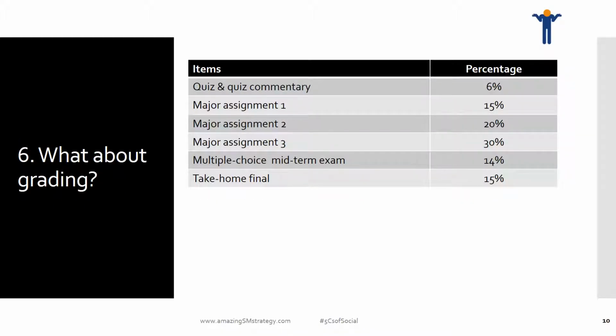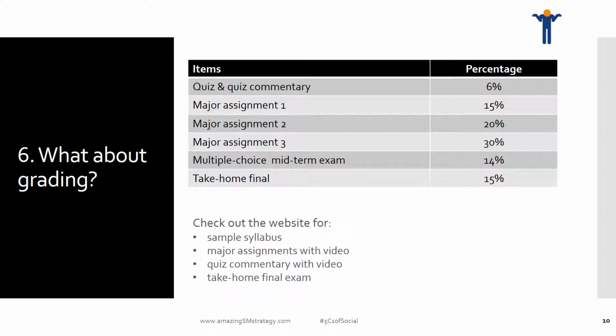This is the grading approach that one professor used for the class based on the book. Students have an opportunity to take a quiz or self-test online for each chapter. You may grade the quiz or grade the quiz commentary that students provide about their quiz results. The 3 major assignments comprised 65% of the grade, and the balance of 29% was for 2 exams. And you'll find more information on all of the above on the website.